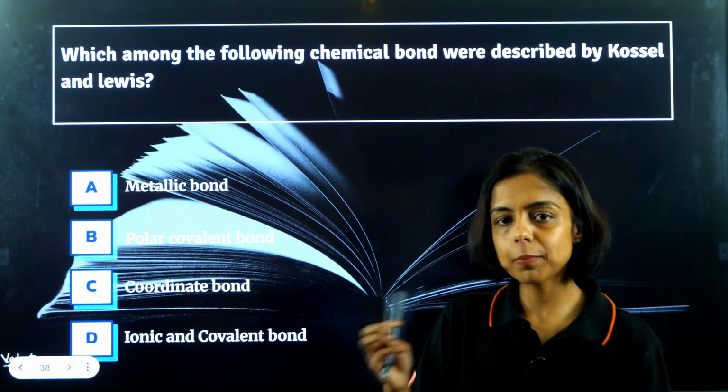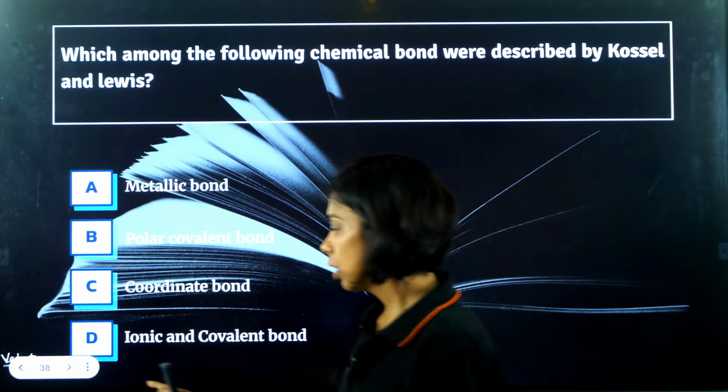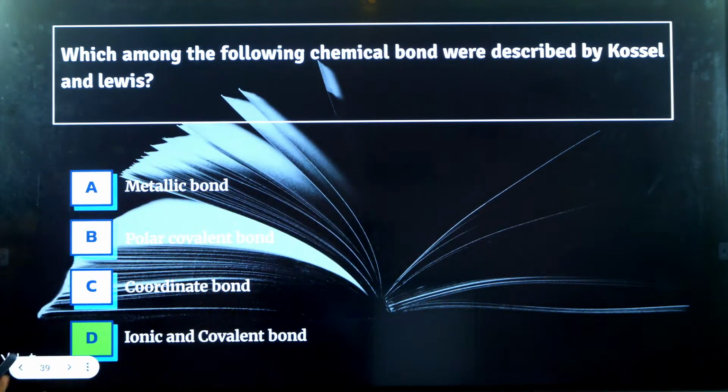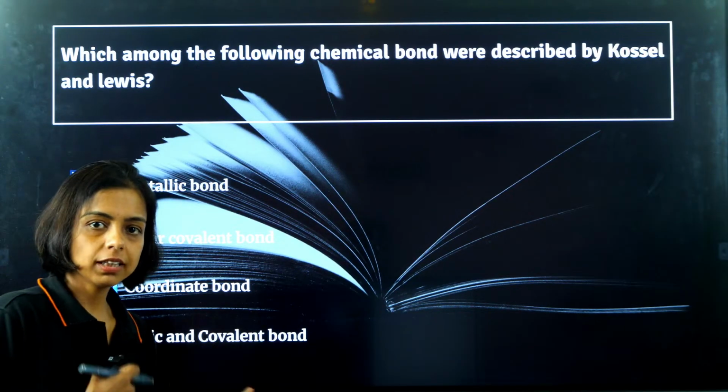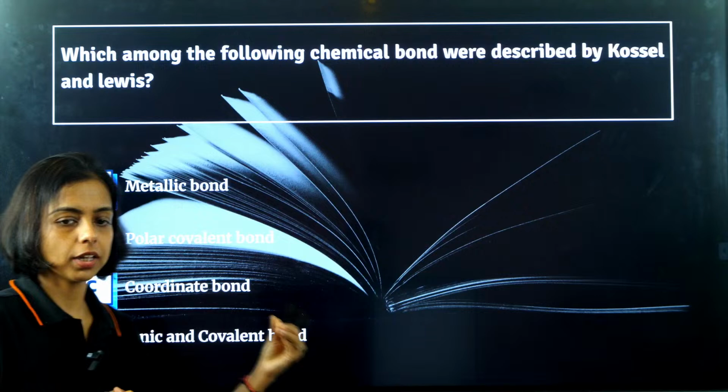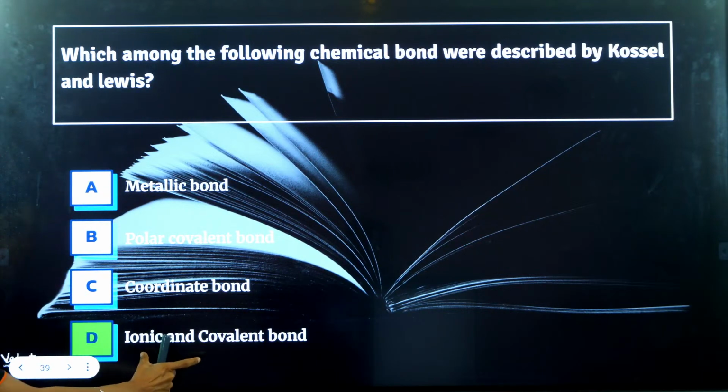Ionic bond is formed by the losing and gaining of electrons. Covalent bond is by sharing of electrons. So they talk about D, both kinds of bonds, either by gaining or losing or by sharing. The atom has a tendency to acquire noble gas configuration.